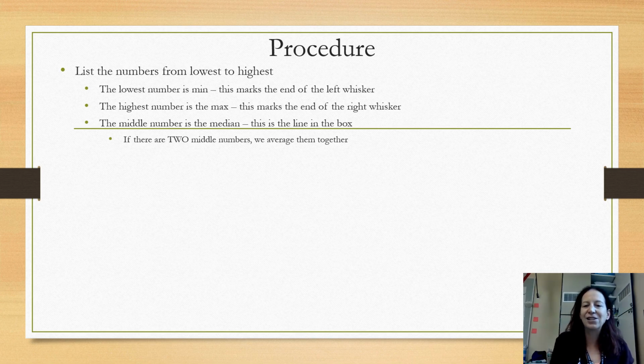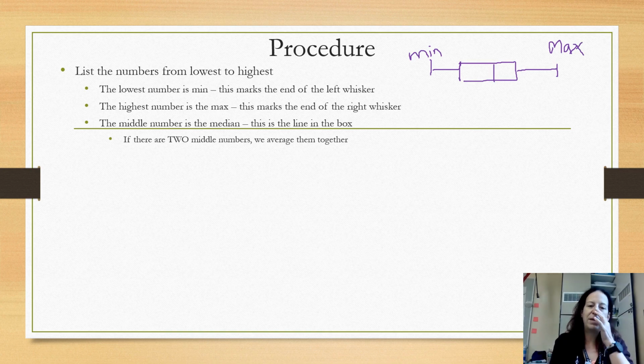This marks the end of the left whisker. So you're going to have your box and whisker plot, and the number out there at the end of that left-hand whisker is the minimum. And this should match the diagram that I had up there before. The highest number is the maximum, and that's going to mark the right-hand side of your box and whisker plot. And the middle number is the median. This is why you really have to have them listed in numerical order. The middle number is the median, and that's the line in the middle of the box.